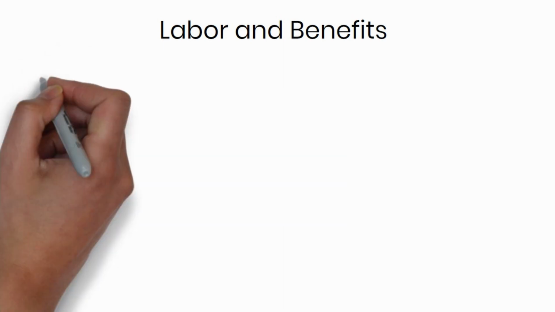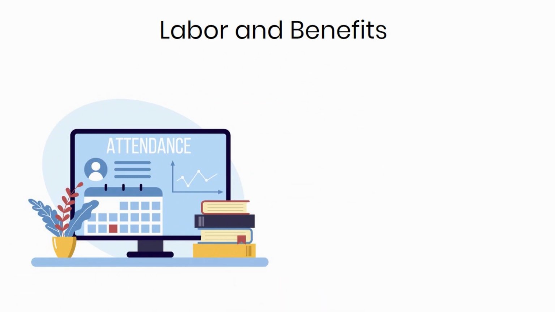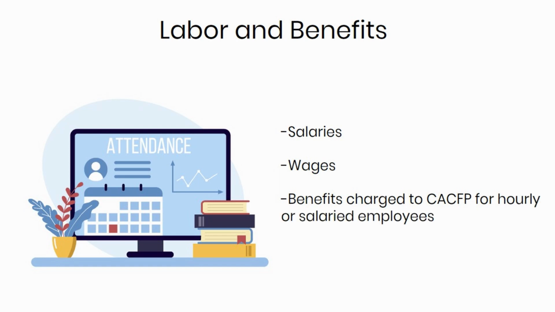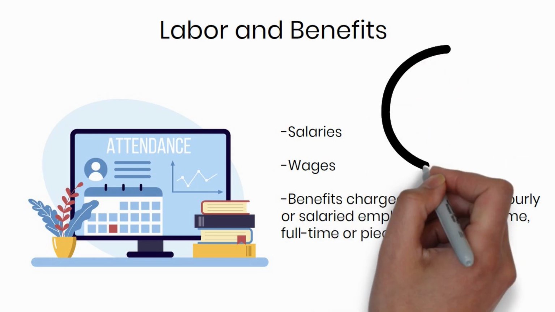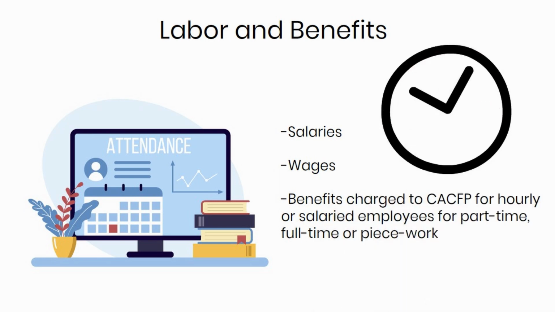Labor and benefits. Operating and administrative expenses reported based on estimates or percentages. Institutions must maintain time and attendance reports for all labor costs. Labor costs include salaries, wages, and benefits charged to CACFP for hourly or salaried employees for part-time, full-time, or piecework. Reports must include the total time actually worked by the employee, not just the time spent on CACFP duties.